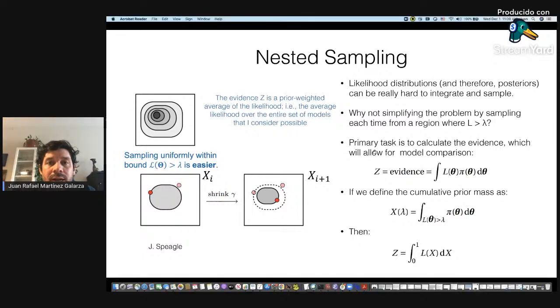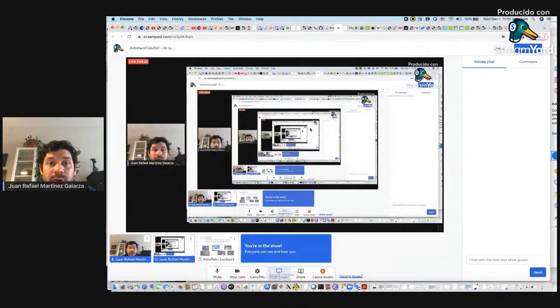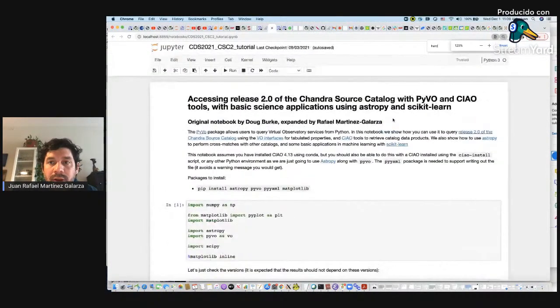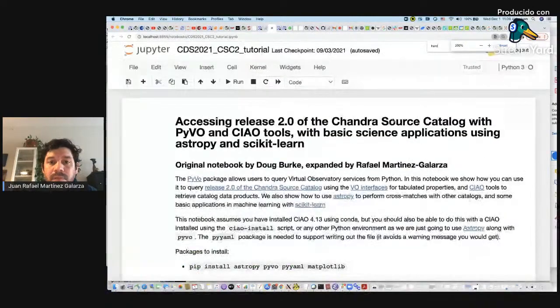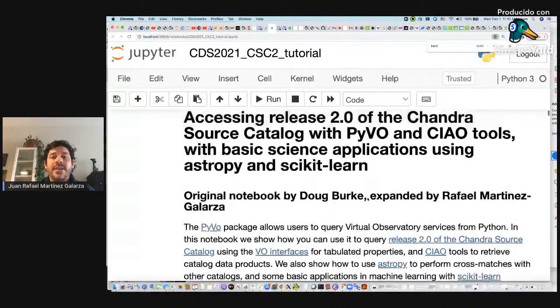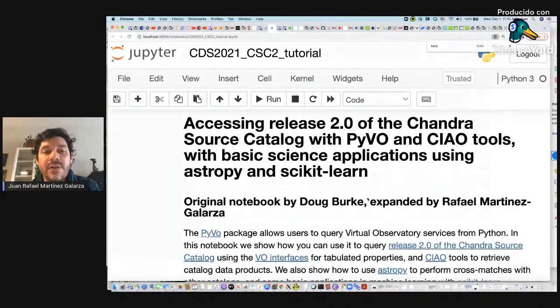So let me start with the first notebook that I had here, which is this one. And I'm going to make this way bigger because I was told yesterday that it was not big enough. So this is a notebook that I have shared with all of you.